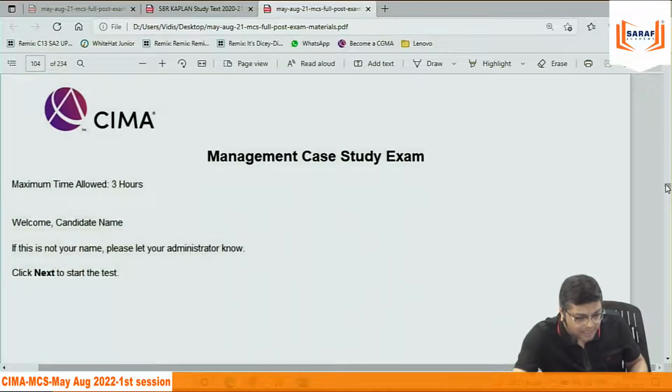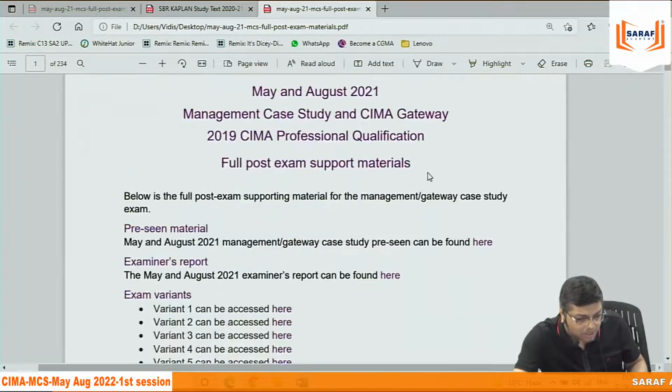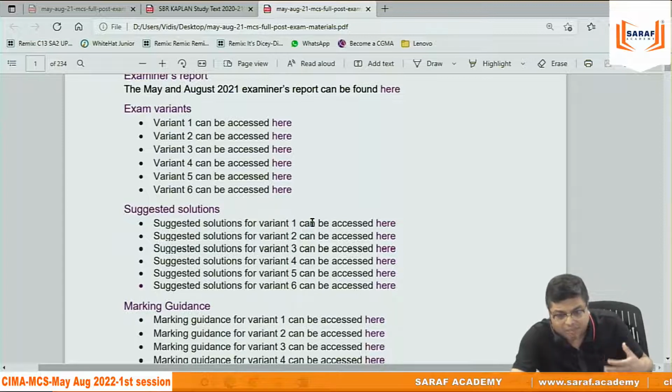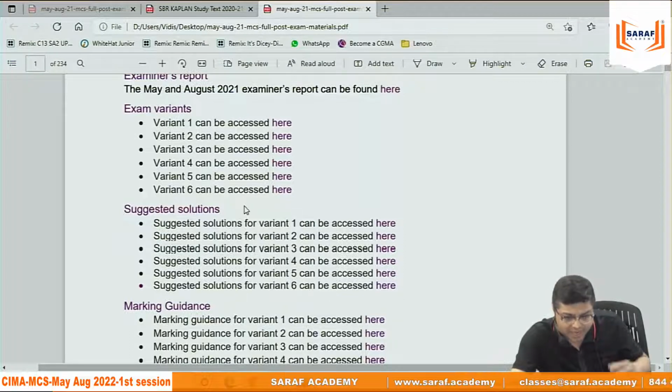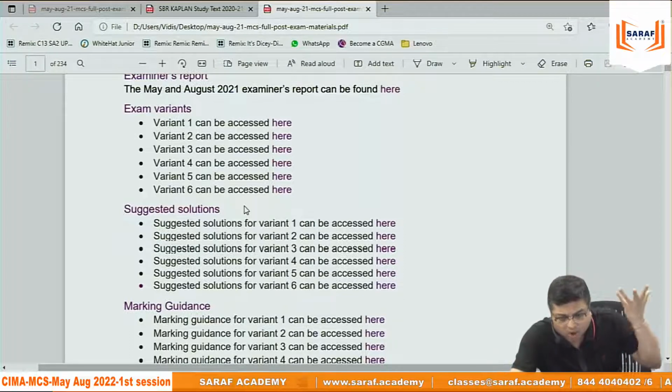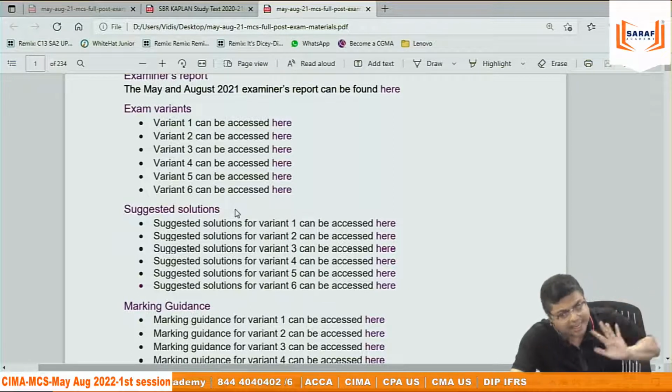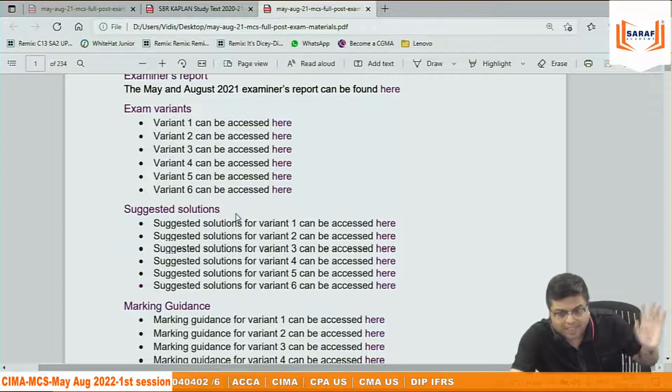Suppose, as I said in the beginning, based on the one pre-seen, there are so many variants, so many question papers. Suppose Sahil is giving an exam on 18th of May. Out of any of these variants, any variant Sahil can get, God knows. Suppose on 18th, Aarti is also giving the exam. She can also get any of the variants. On every day of the exam, any variant can be tested. There is no rule by the institute.